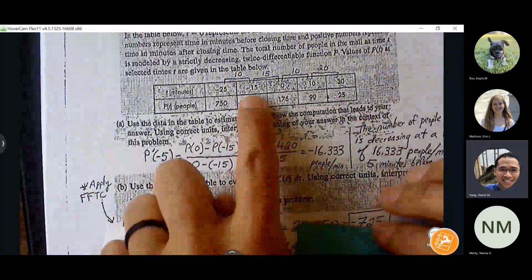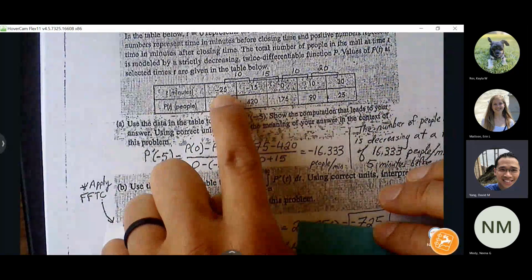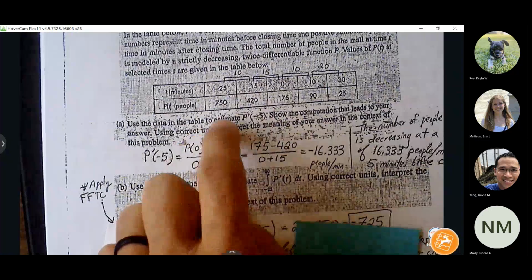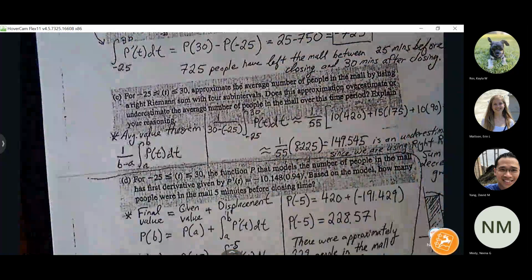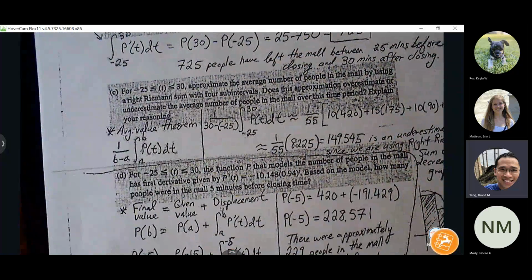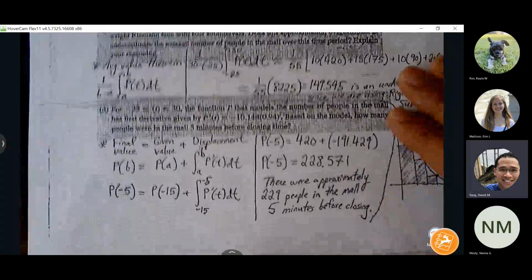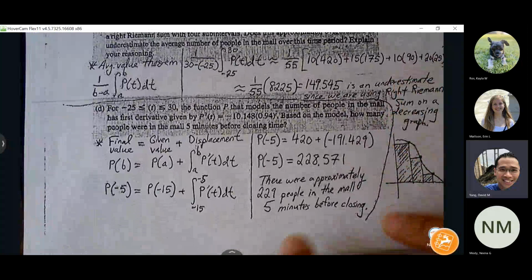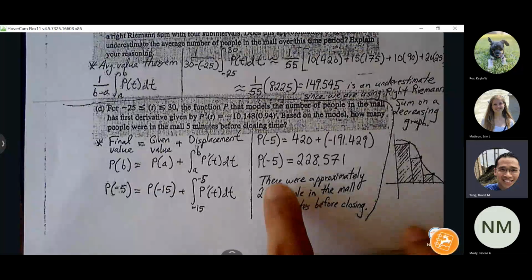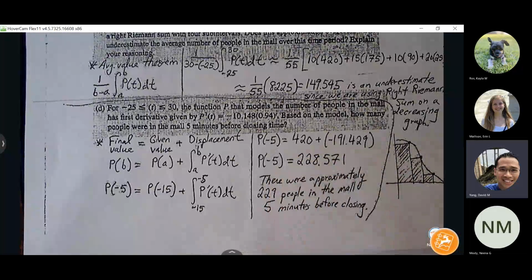Because that's the closest to where I want to go, right? 15 minutes before closing, that's better than 25 minutes before closing. Would 25 work as well? It's not going to get as accurate of an answer. So you still get some credit, but for the best accuracy you want to use the closest to your target.